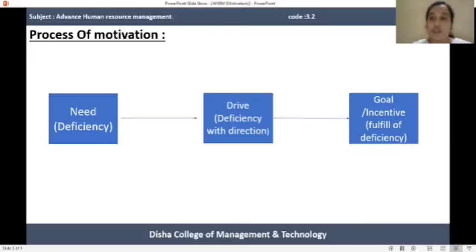Next comes the process of motivation. How does the organization motivate the human resource? Through three steps. By adopting three steps, the organization is able to motivate its human resource. First, motivation starts with identifying the need of a person. Motivation starts with identifying the deficiency of a person. The need differs from person to person.